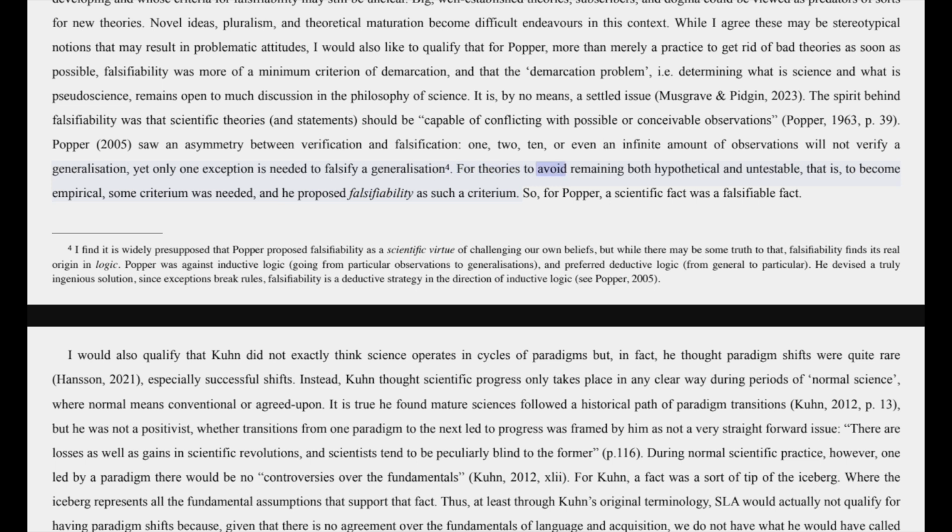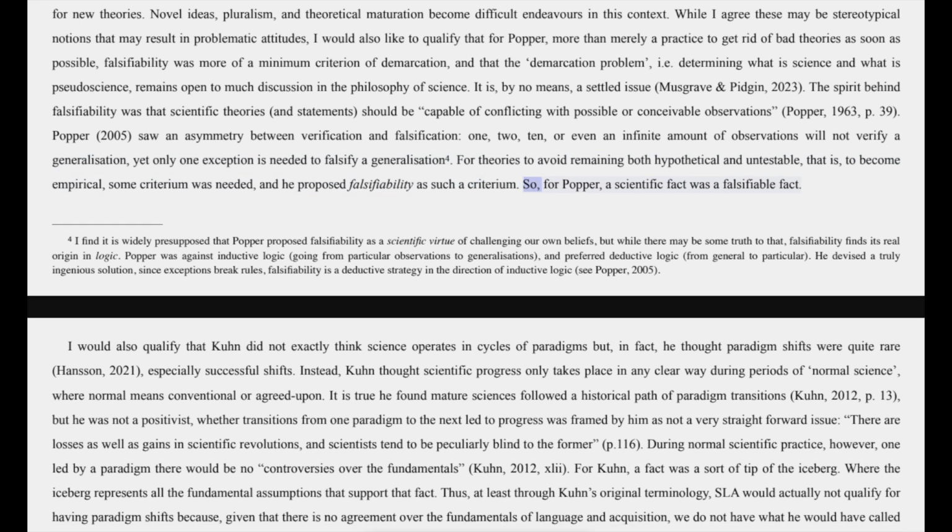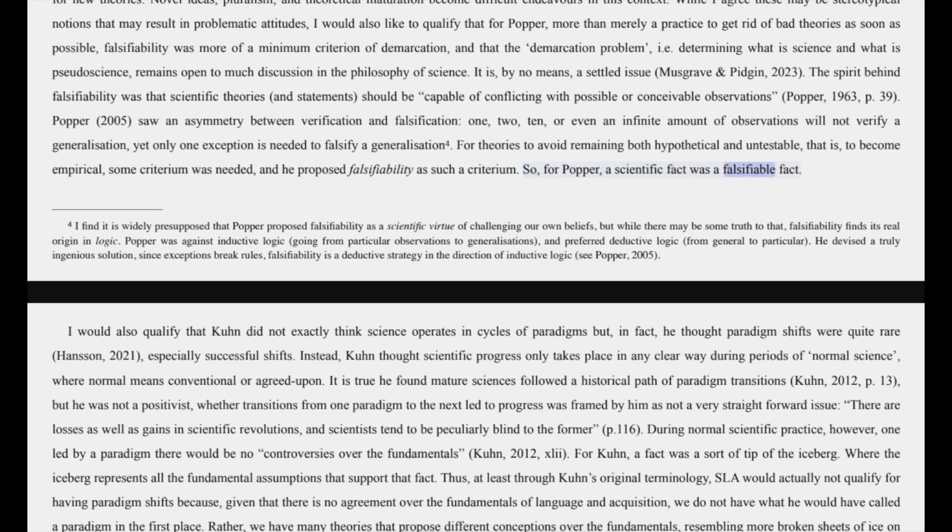For theories to avoid remaining both hypothetical and untestable, that is, to become empirical, some criterion was needed, and he proposed falsifiability as such a criterion. So for Popper, a scientific fact was a falsifiable fact.